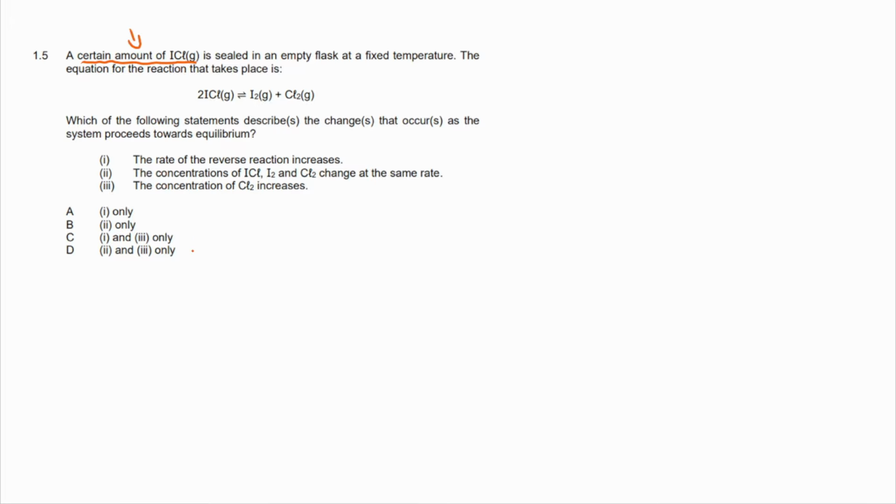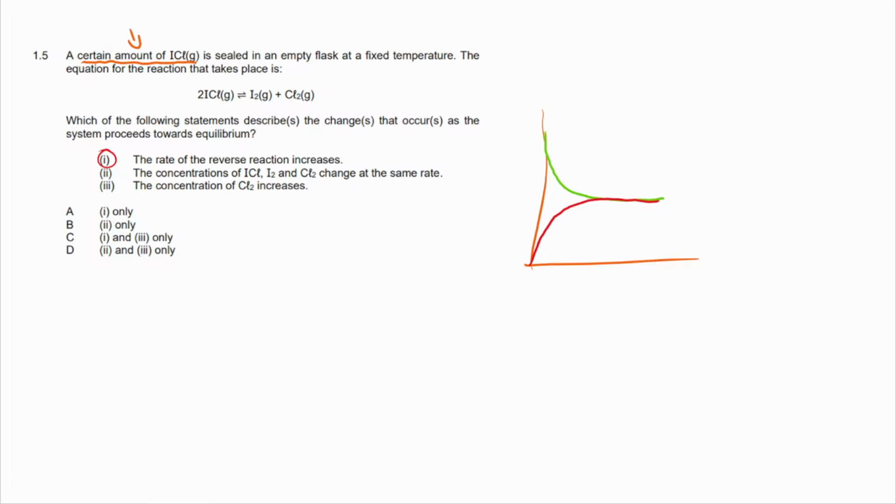They don't tell us anything about that. Initially, we know that the forward reaction is actually going to decrease. So if I do a graph of rate of reaction, I'll do the forward in green. The forward will be like this. The forward will decrease. And the reverse, I'll do in red. The reverse will increase. So the rate of the reverse reaction does increase.